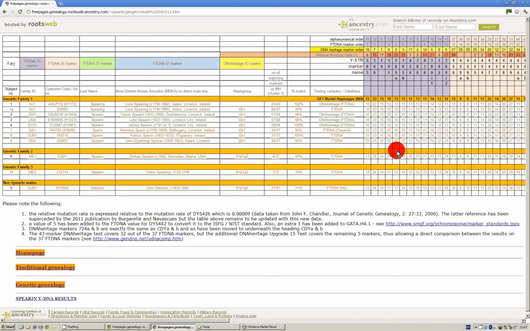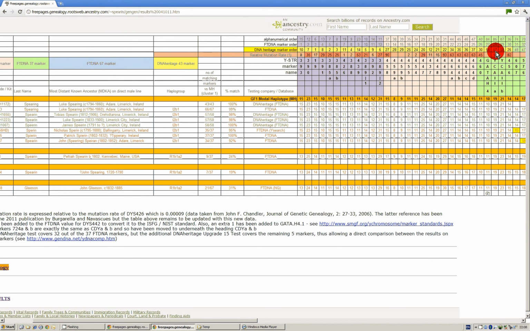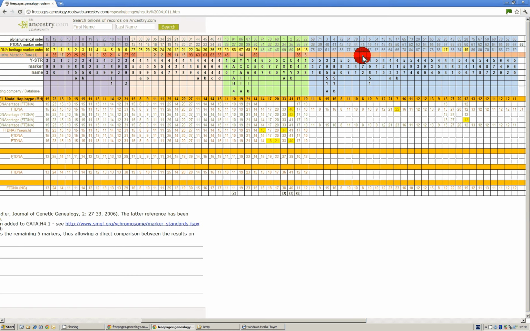Now, the haplotypes refer to the individual genetic signature of each of the members in the group. And look at this row up here, the FTDNA marker order. We'll find that the purple area is markers 1 to 12, and the pink area is marker 13 to marker 25, and then the green area is marker 26 up to marker 37, and then the blue area is marker 38 all the way up to marker 67.